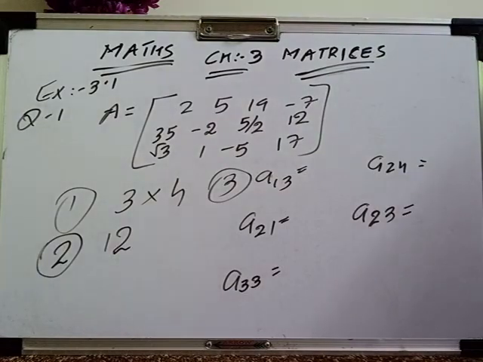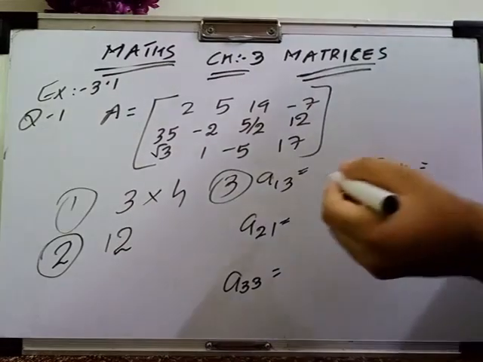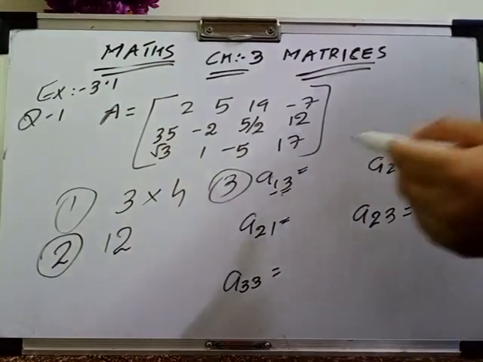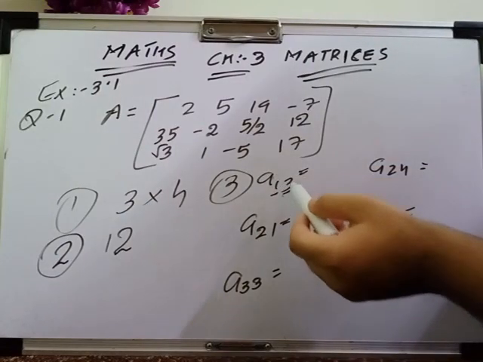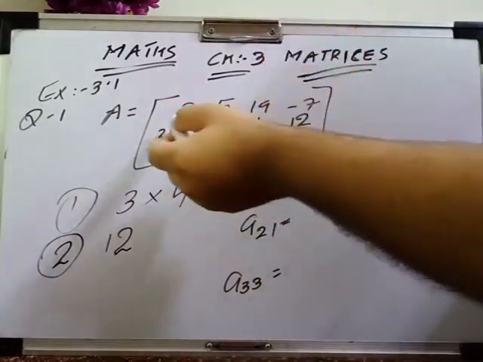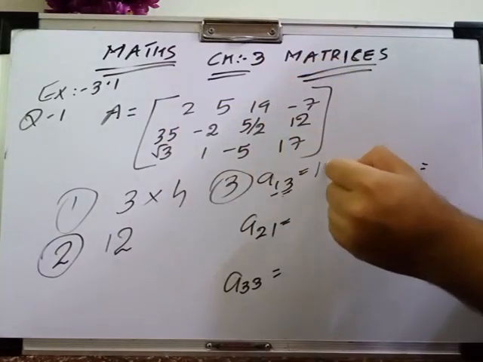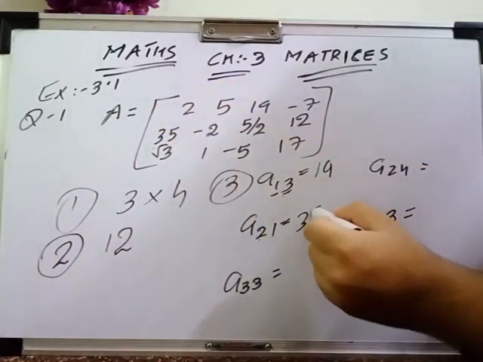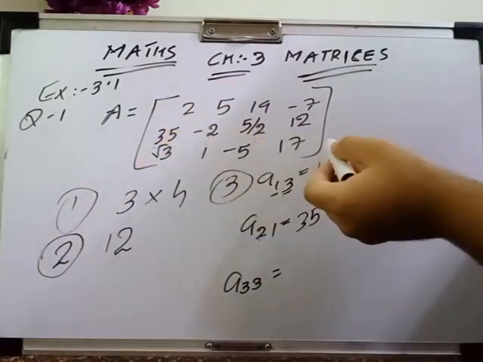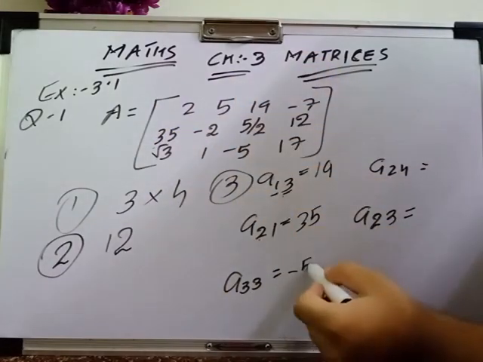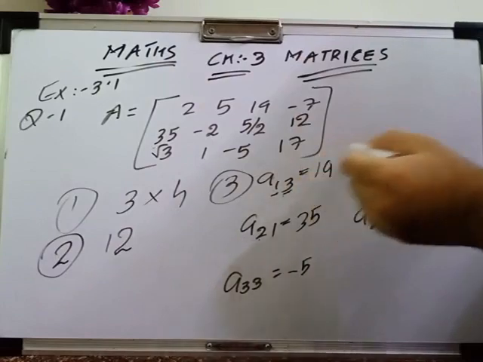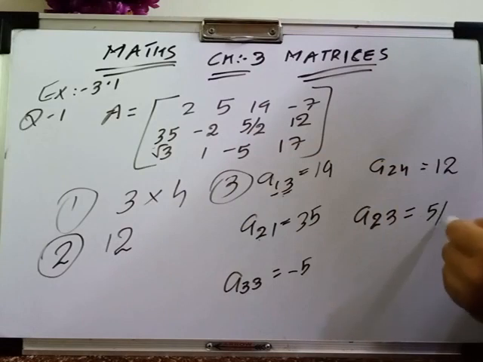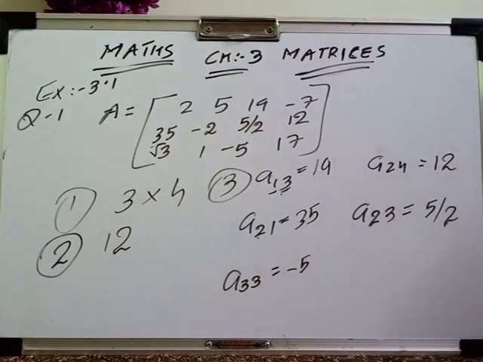So always remember that the prefix written is the row and the postfix is the column. So this element says that you have to see the row 1 column 3 element. So row 1 column 3 element is 19, right? Row 2 column 1 is giving me 35. Row 3 column 3 will give me -5. Row 2 column 4 is 12. Row 2 column 3 will give me 5 by 2, right?